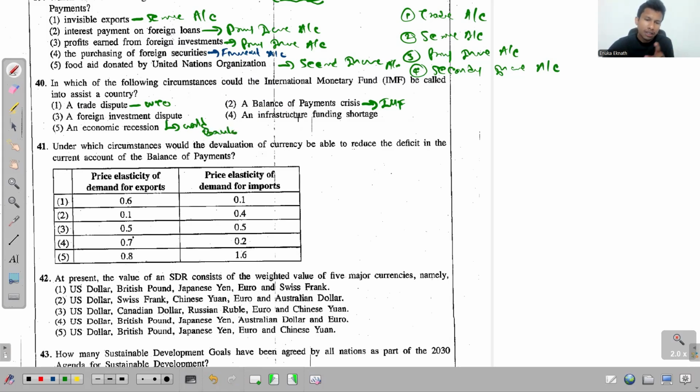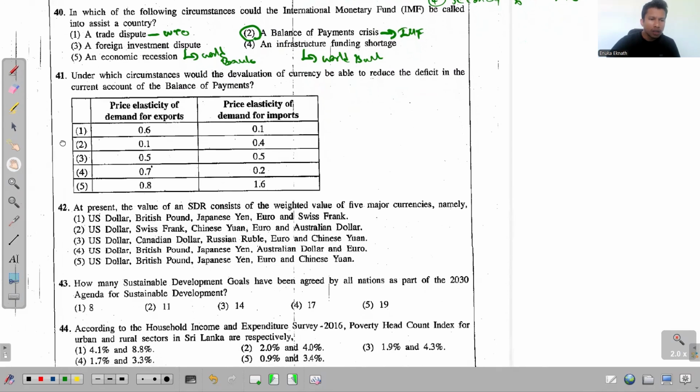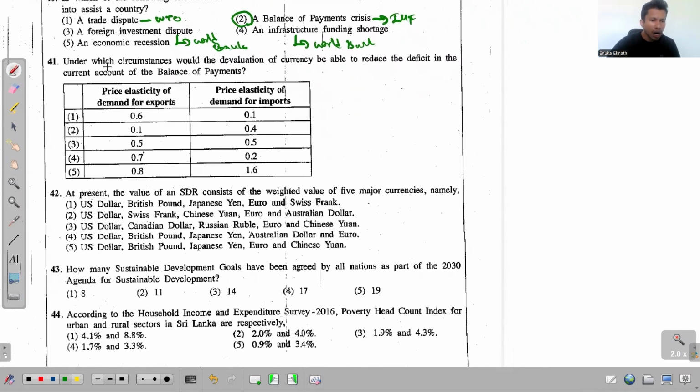Fourth one, an infrastructure funding shortage. Once again, it could be a World Bank related issue. And fifth one, an economic recession. Even this we can put under World Bank. So from the 5 options that they have provided, the most suitable one where we get the support of IMF is this second one, the balance of payment crisis. All right, now look at this question 41. It says, under which circumstances would the devaluation of currency be able to reduce the deficit in the current account balance of payment?